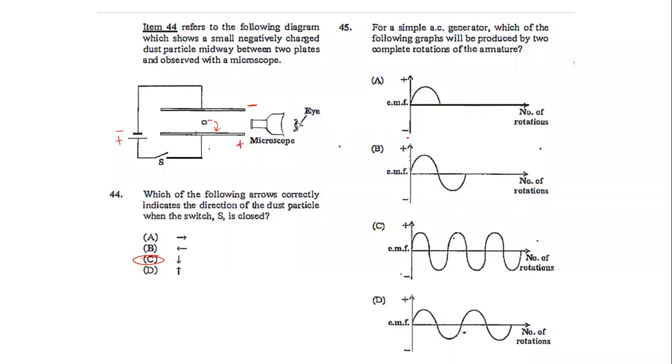So we go on to question 45. This question simply asks us, if there are two complete rotations, which of the diagrams here is showing two complete rotations.